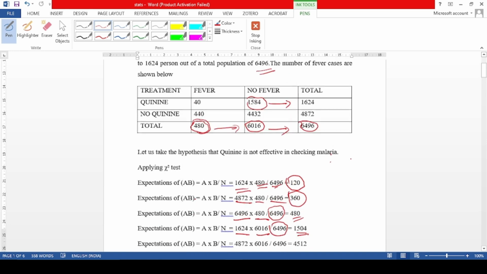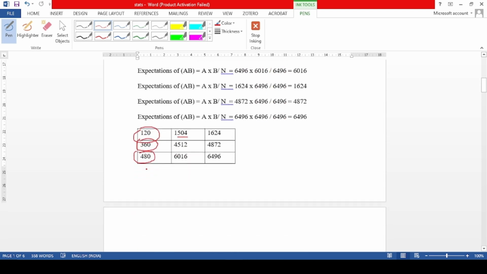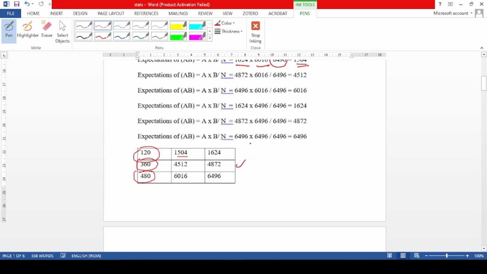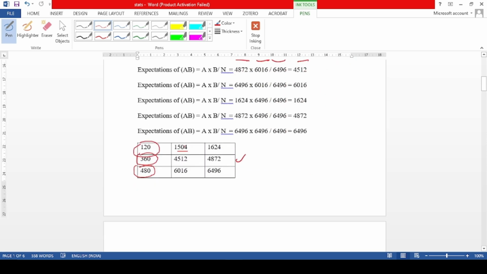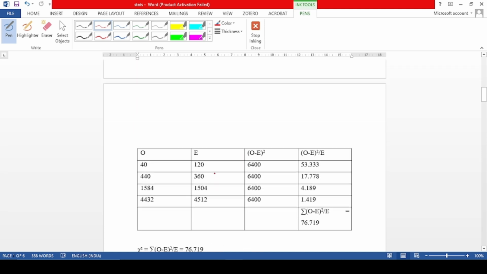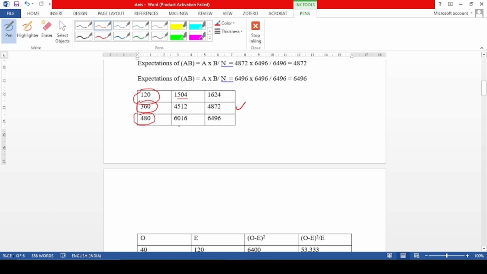Again, we would be proceeding in similar steps for every number, seeing its row total, its column total, and its final total. And finally, we develop this table. So the formula is row total into column total upon the total number. That's how we are calculating these numbers and we arrange them in a tabular format. So these are our expected values in this.